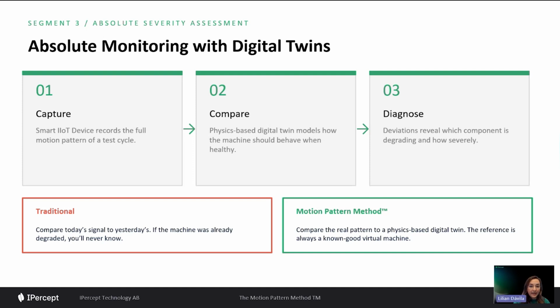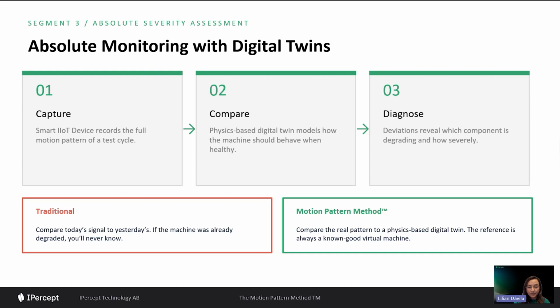And finally, we have diagnose. Deviations from this pattern reveal components that are degrading and how severely. The system doesn't just flag that something is different. It identifies the pattern and which failure mode is consistent with this pattern so that we can also know how far along the degradation curve it actually is.